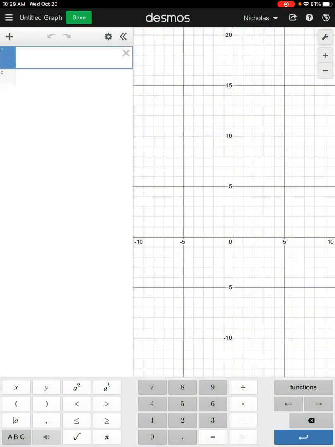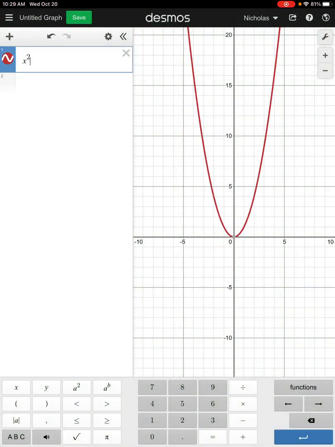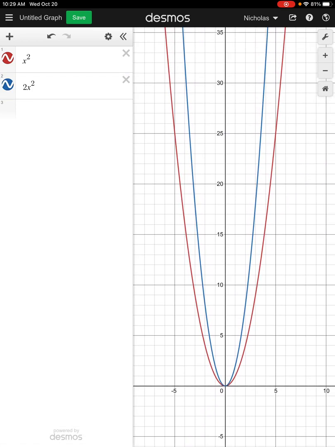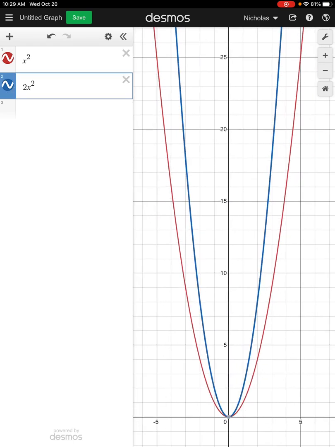And if we wanted to compare that to our parent function, we can use Desmos. Desmos is very helpful for this. Our parent function is x squared. That's what we're used to. That's our basic parabola. And this time we have 2x squared. So you can see it's a little bit skinnier, because I'm multiplying each of my x values by 2. So my graph is similar, but because it's getting multiplied by 2, it's going to be skinnier.